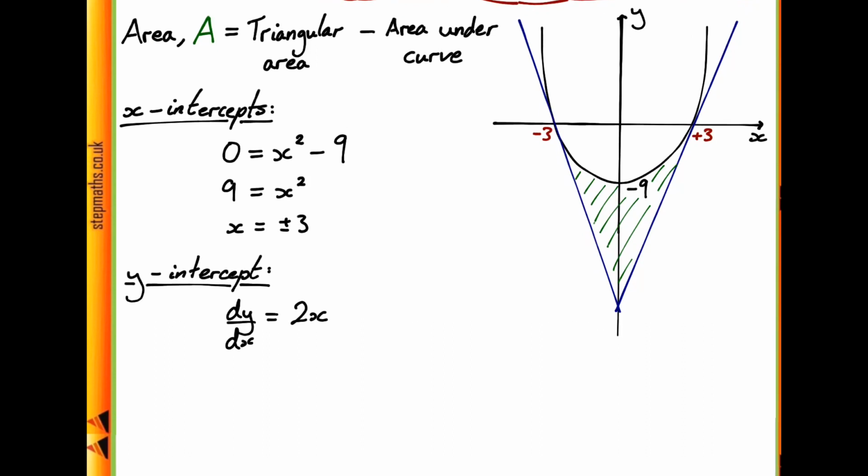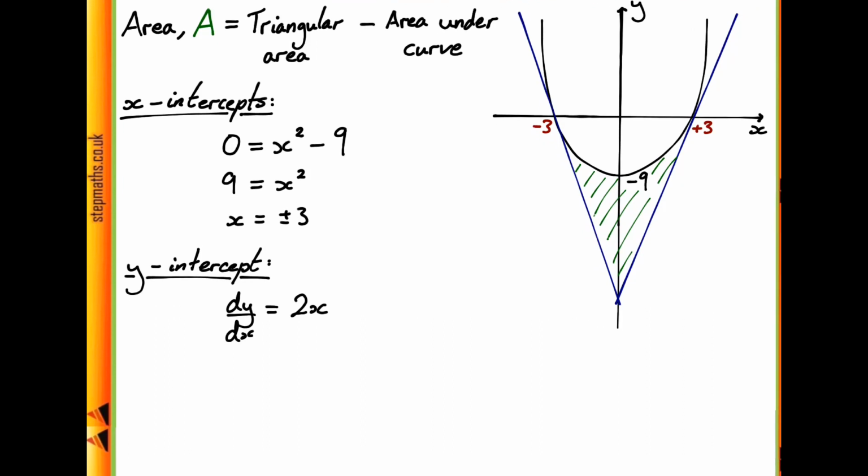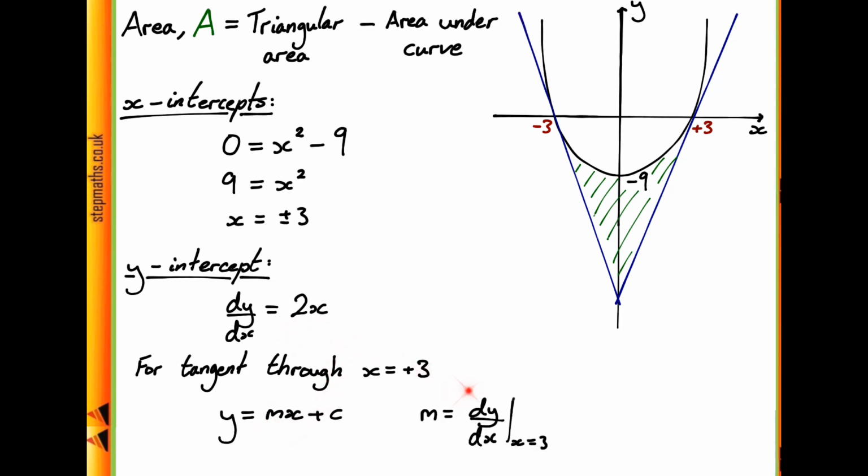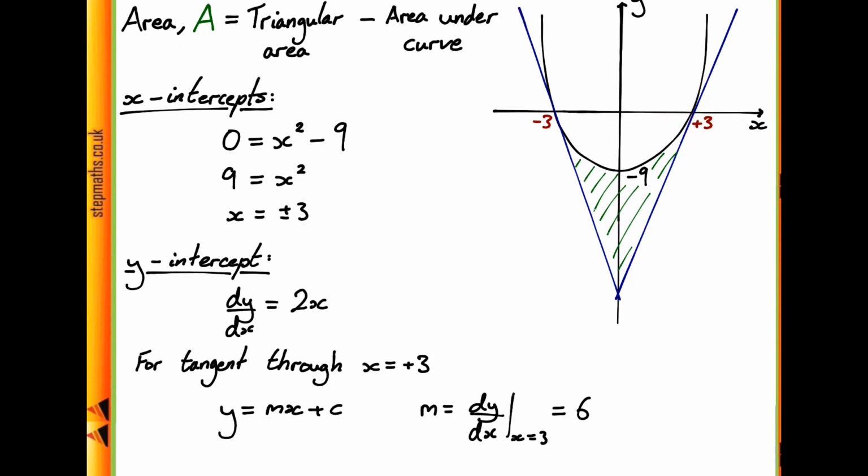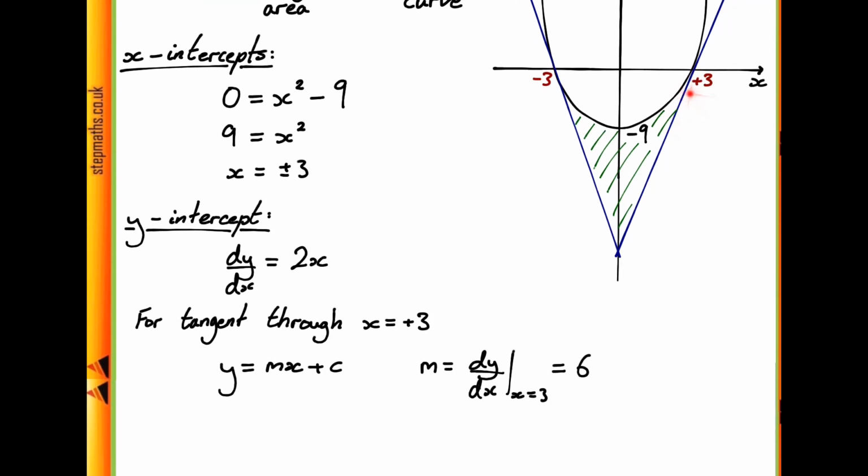Well, since our tangents are straight lines, they're going to have the equation y equals mx plus c. Here we're going to consider the tangent on the right passing through positive 3. To find the gradient of this line, we can use the differential dy by dx and evaluate it at the point x equals 3, since this is the point on the curve at which we're finding the tangent. This gives us a gradient of 6. Therefore the equation for our tangent passing through x equals 3 is y equals 6x plus c, where c is some constant, which is actually the y-intercept.